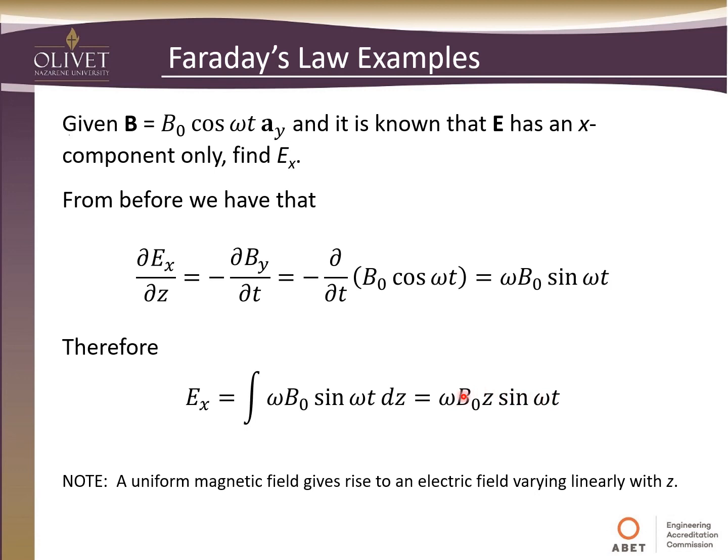So if we add an E only in the x direction that looks like this, it's going to produce a magnetic field of what we were given to start with. So one thing to note then is that a uniform magnetic field will give rise to an electric field varying linearly with z. So you can see it varies with z.